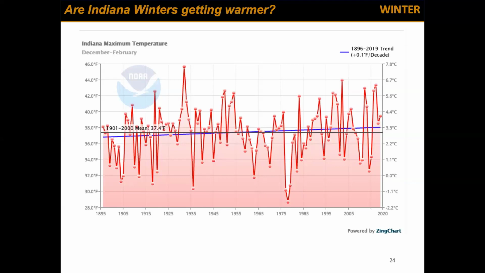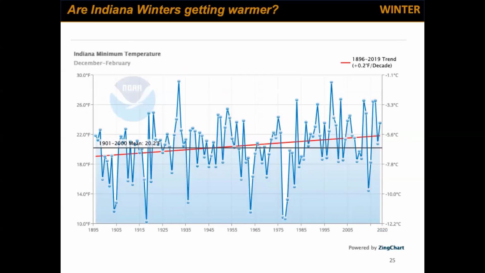Well, when we think of winter, though, the maximum temperature often isn't what we think about. The minimum temperature may be more relevant since this provides that experience of how cold the season was and whether or not we get snow or rain.